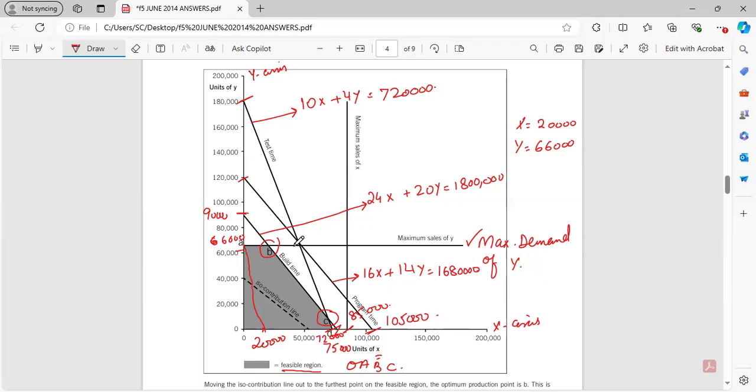So this is the graph of what? This one is the graph of linear programming. Right, everyone? Any question?